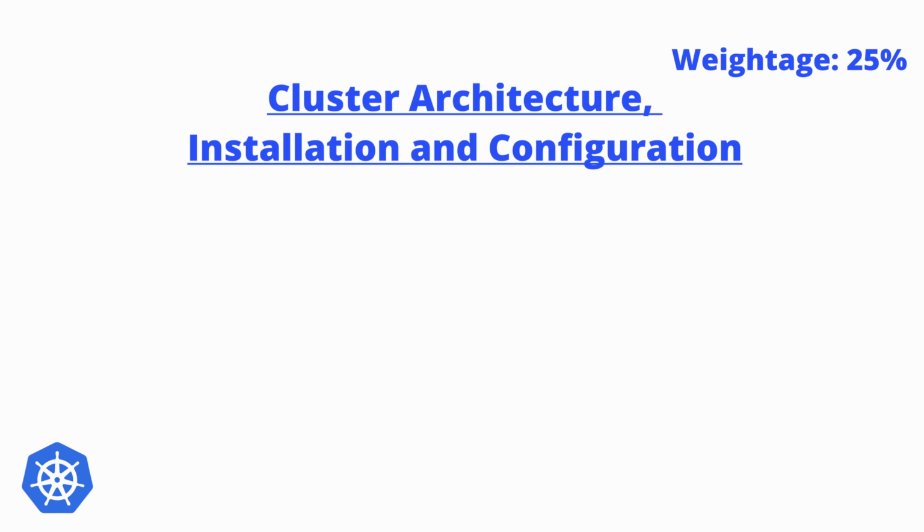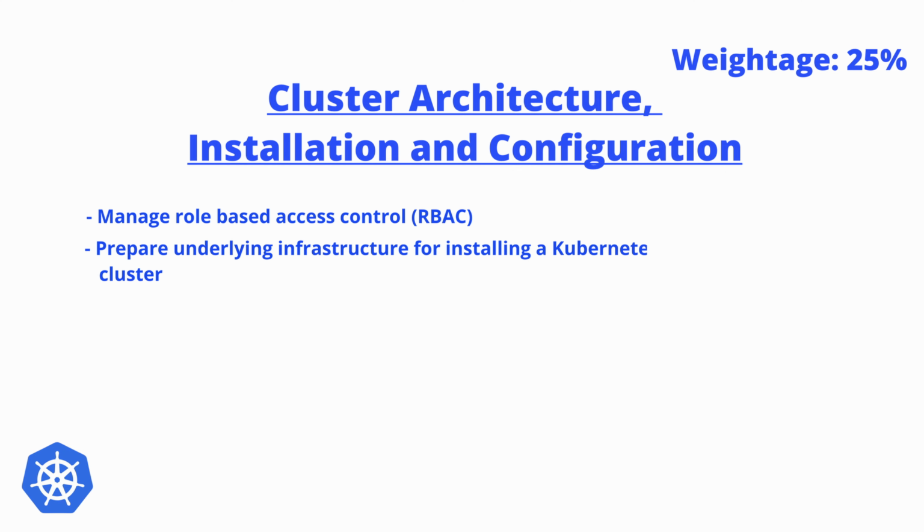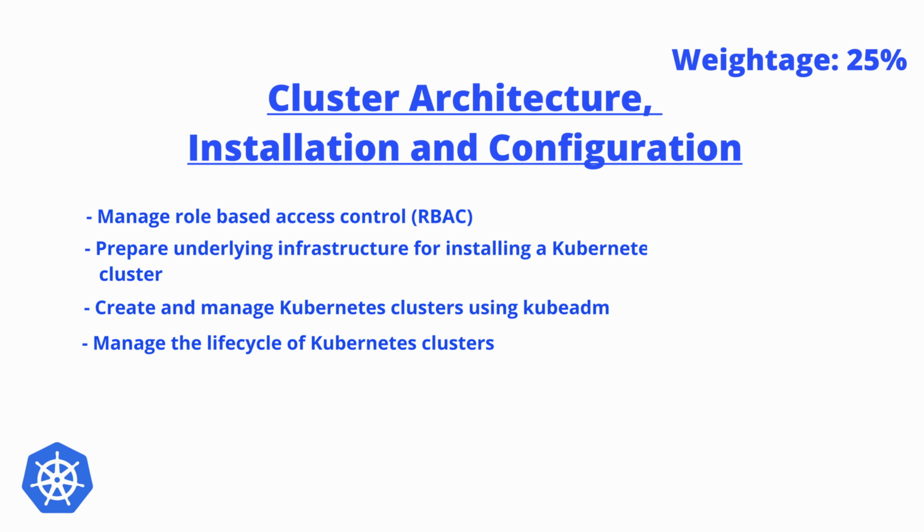Next section will be about cluster architecture, installation and configuration, and the weightage for this will be 25%. Here the objective will be to manage role-based access control, that is RBAC, prepare underlying infrastructure for installing a Kubernetes cluster, create and manage a Kubernetes cluster using kubeadm. This kubeadm thing was already there, it's just that there might be some new questions that you might see about it.